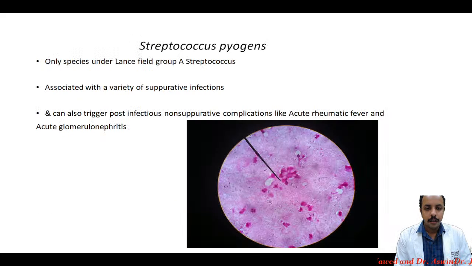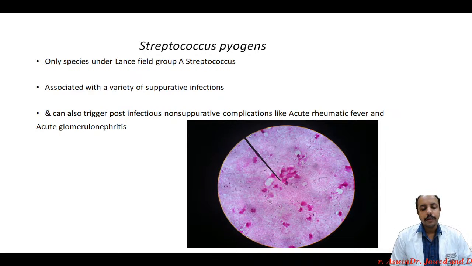Good afternoon. Coming to the family Streptococci, first of all, we are going to study the beta hemolytic Streptococcus, that is Streptococcus pyogenes. It is the only species under Lancefield group A Streptococcus, and it is associated with a variety of suppurative infections. For example, it can cause local infections like a sore throat, and it can even cause an infection known as scarlet fever, of which a sandpaper rash is a typical feature.